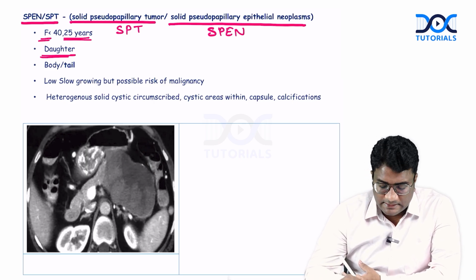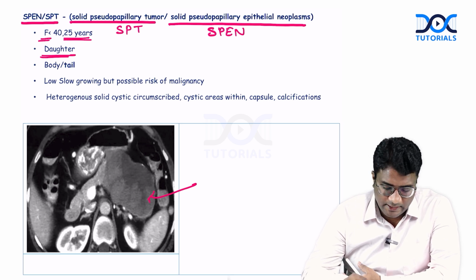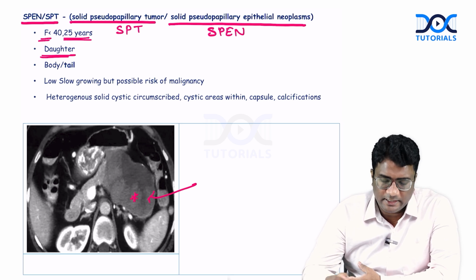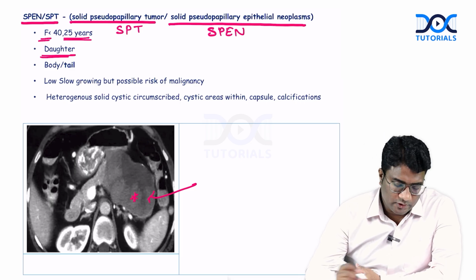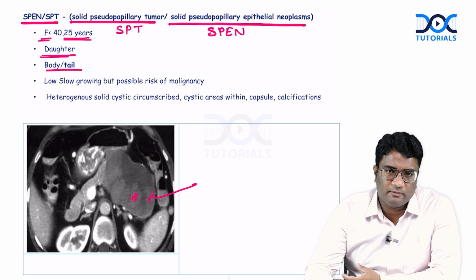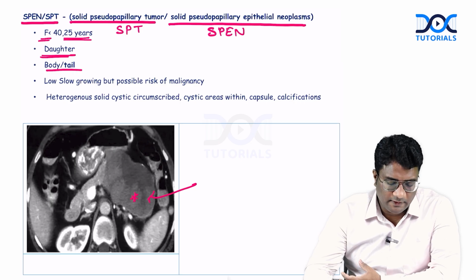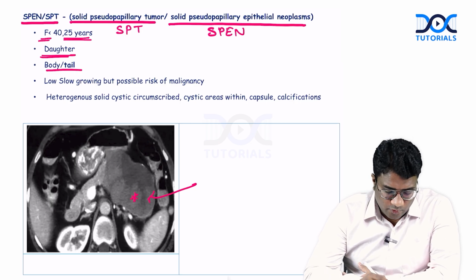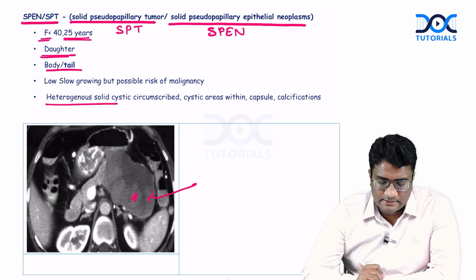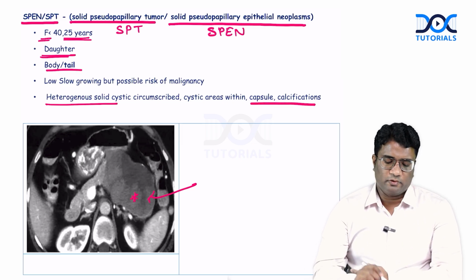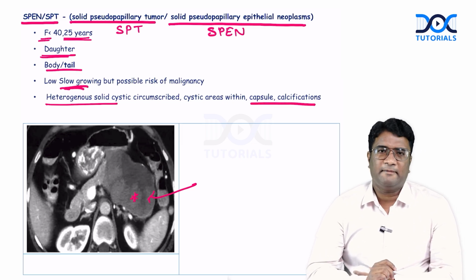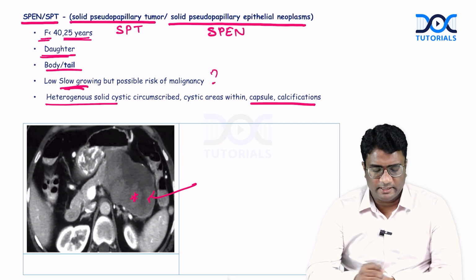SPEN is common at the tail of the pancreas. You are seeing this pseudopapillary like area, some solid areas, some cystic areas. So, you can see the solid areas and cystic areas in the tail or the distal body of the pancreas. This is how we have SPEN, and it is heterogeneous with solid and cystic areas, right, with some capsule around and calcifications, slow growing with risk of malignancy. So, a suspicious risk of malignancy is there.